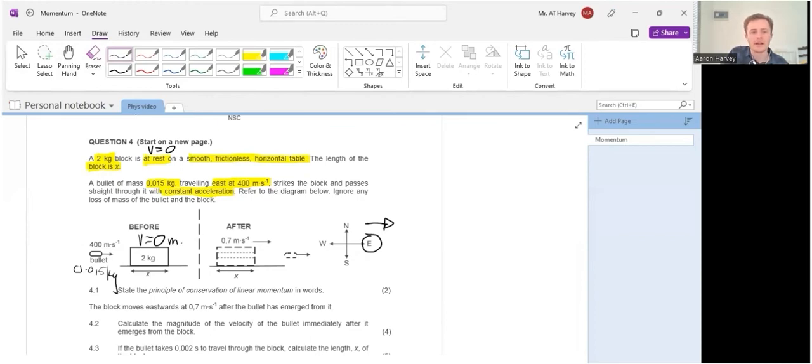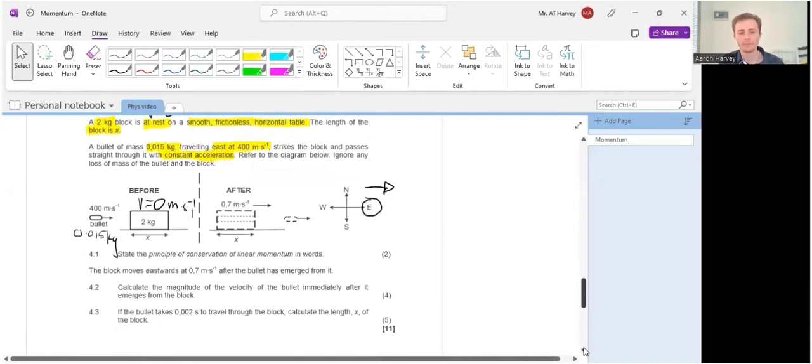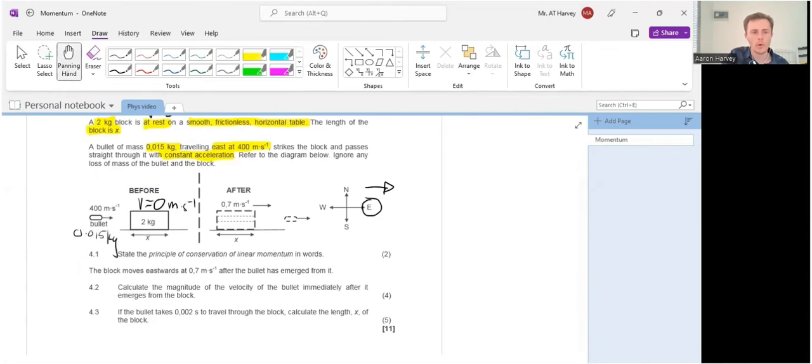Let me just go add our units there, and traveling at 400 meters per second to the right. So now that we have all of our information on our diagram, we can start addressing some of the questions. Question 1 says, state the principle of conservation of linear momentum in words. So this is just a straight out definition question. You're going to have to regurgitate it.